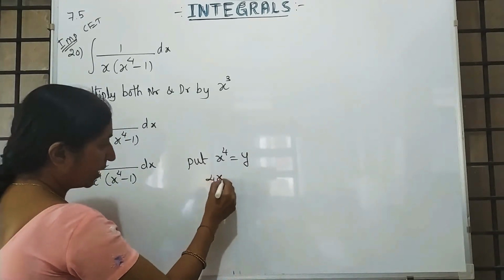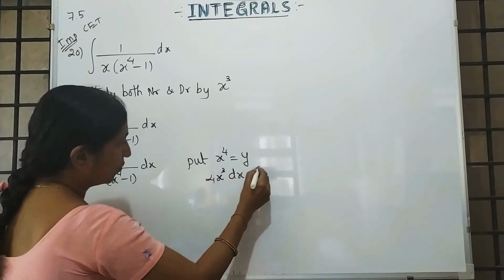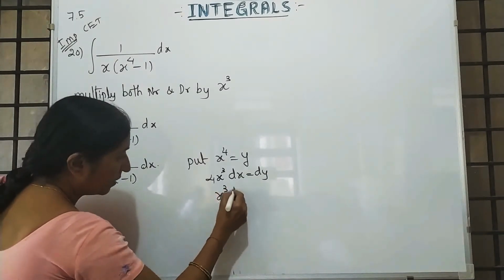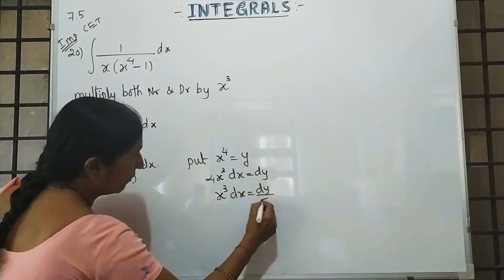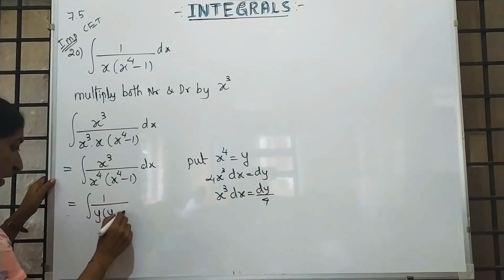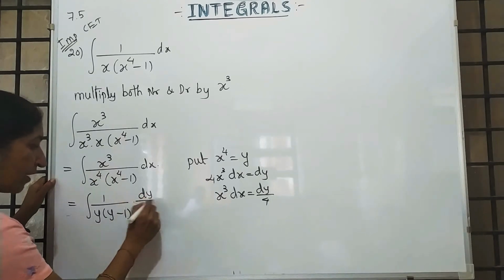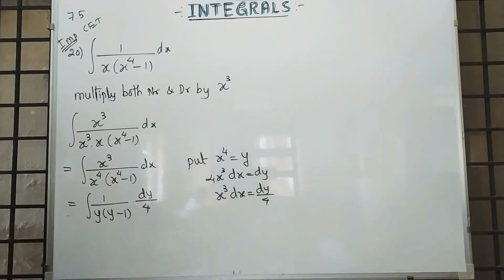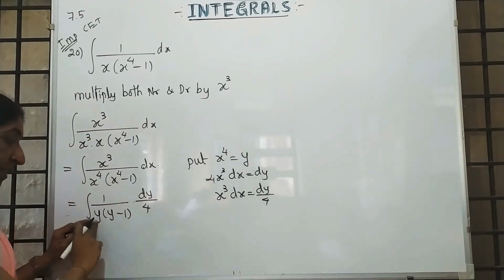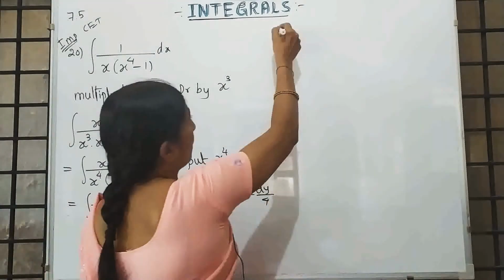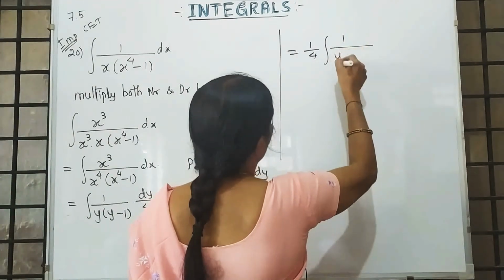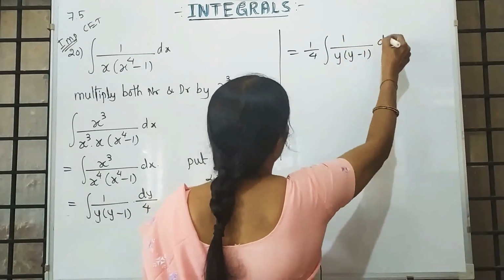Now put x raised to 4 is equal to y or t, whatever. It is 4x cube into dx is equal to dy. But we require only x cube into dx. X cube into dx is equal to dy upon 4. 1 upon y into y minus 1 into dy upon 4. Take 1 by 4, and as I told you in one of the examples, don't apply partial fractions, just rearrange this. 1 by 4 outside, integration of 1 upon y into y minus 1 into dy.